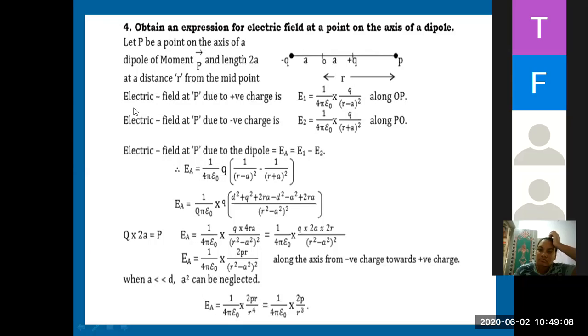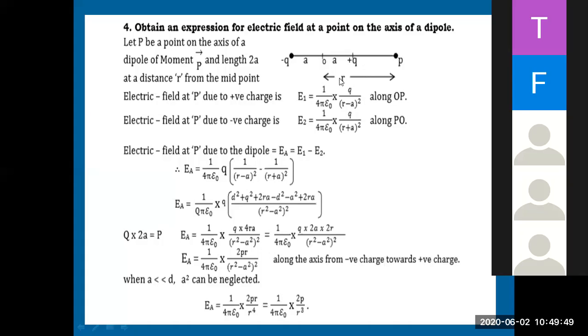Observe carefully. Electric field at the point due to the positive charge. Formula is Coulomb's law, 1 divided by 4 pi epsilon naught Q1 Q2 divided by r square. Here we are considering only the positive charge, so you write it as Q. If it is positive charge, your distance will be r minus a the whole square. r is the distance from here to here. a is this distance. So for the positive charge, it will be r minus a the whole square.